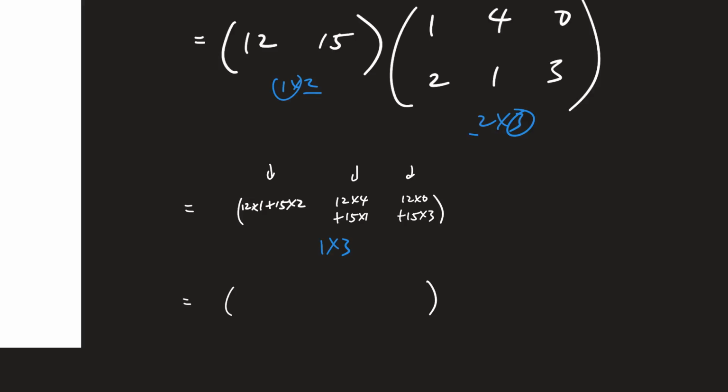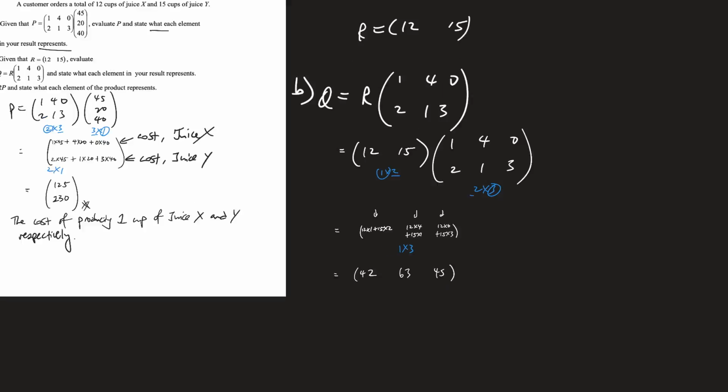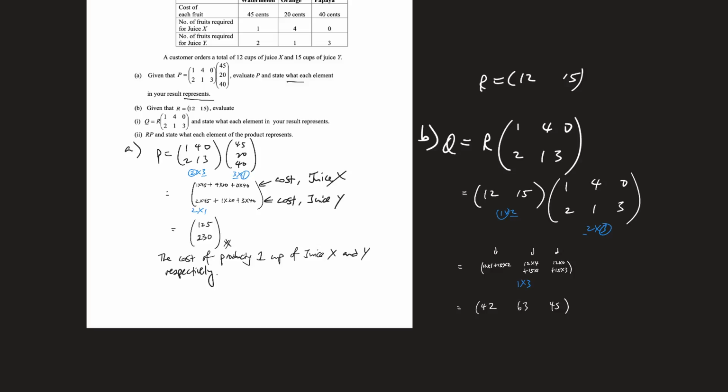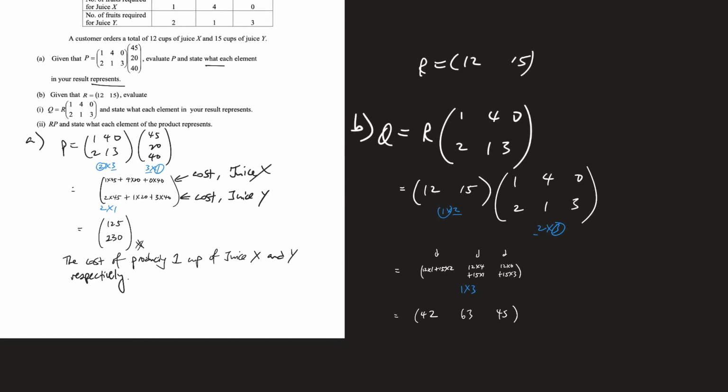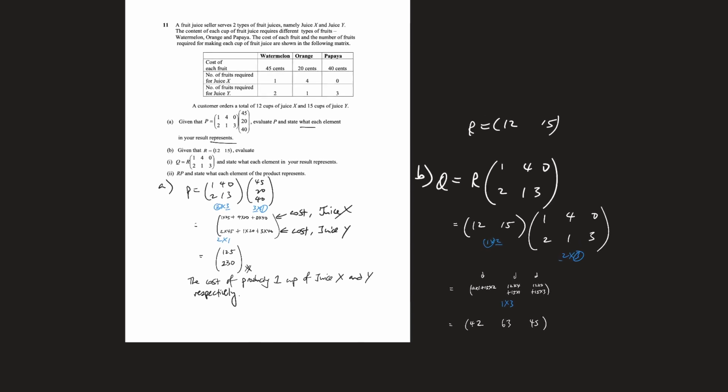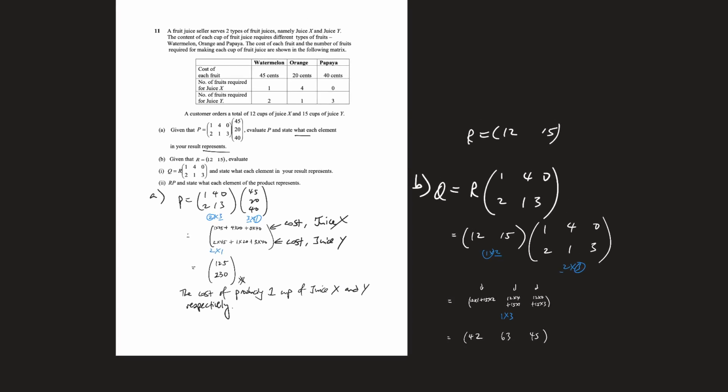And what you get is 42, and this one you get 63 and 45. Okay, and then right now we just kind of try to figure out what it represents, and once again we look at the working. Why is this even here? What is R even, 12 and 15? And so let's look. Oh, okay, where do these numbers appear?